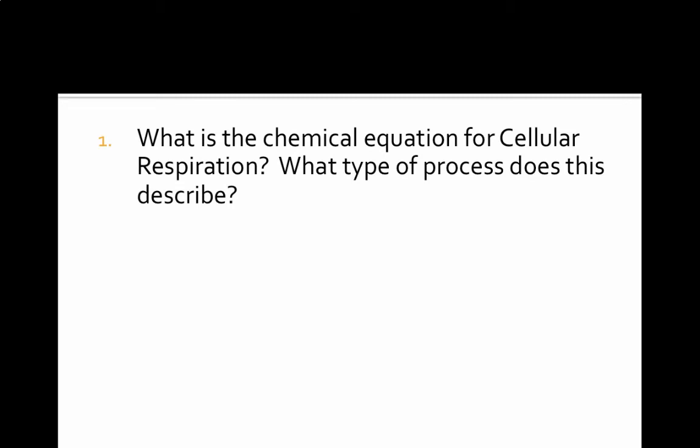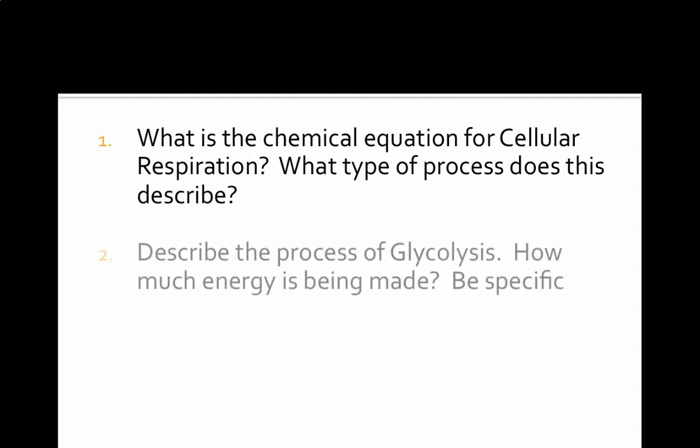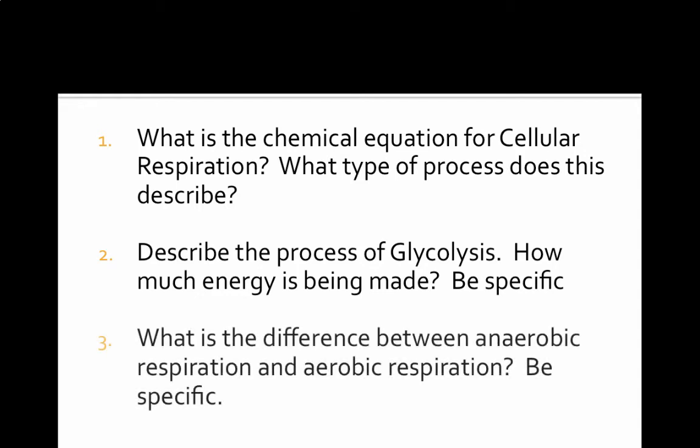So, what is the chemical equation for cellular respiration? What type of process does this describe? And describe the process of glycolysis. How much energy is being made? Be specific. These are questions that you should be able to answer. And what is the difference between anaerobic respiration and aerobic respiration?